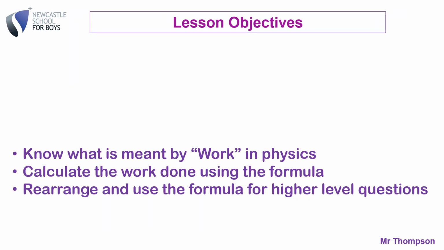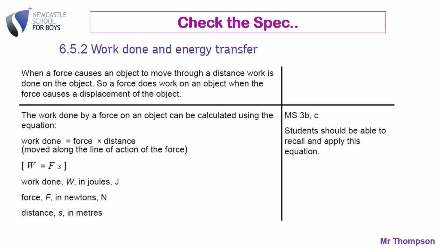The second part of the lesson: you should know what is meant by work, calculate work, and rearrange the formula. Here's a spec which I'd like you to copy in your book. If you remember, you did this in Unit 1. It's also in Unit 6. The work done is force times distance, one of the 21 formulae that you will need to learn for your GCSE, 23 if you're doing GCSE physics, 21 for combined. You need to learn it and how to use it. So please make a note of that before you go any further.